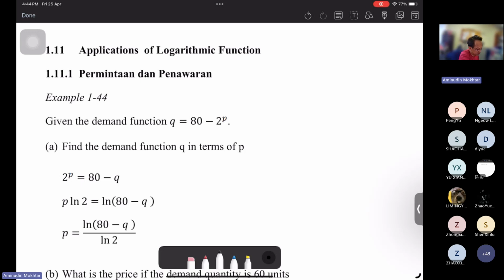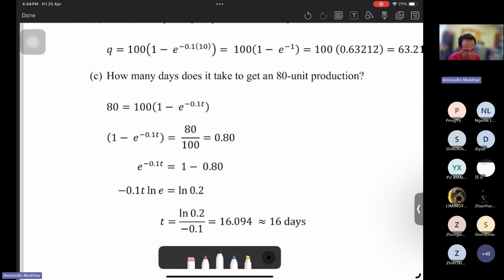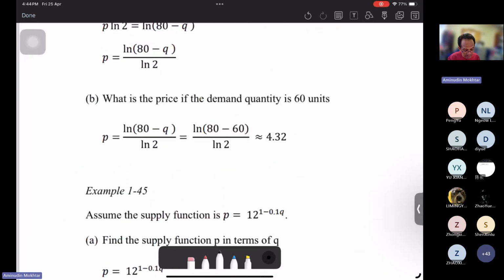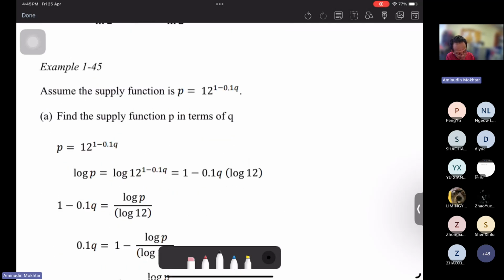In this part, if you refer, for example, there are a few examples here. Example 1.44, 1.45, and 1.46. I will show you how to answer question 1.44. Let's say I refer to example 1.44. Please refer to page 53.